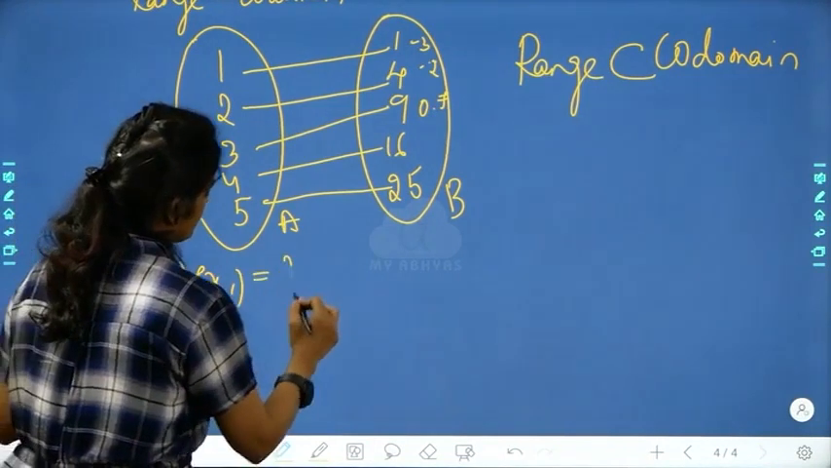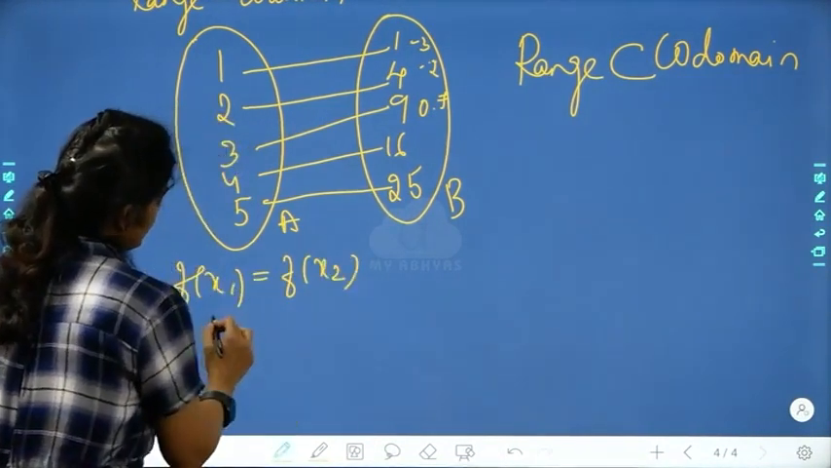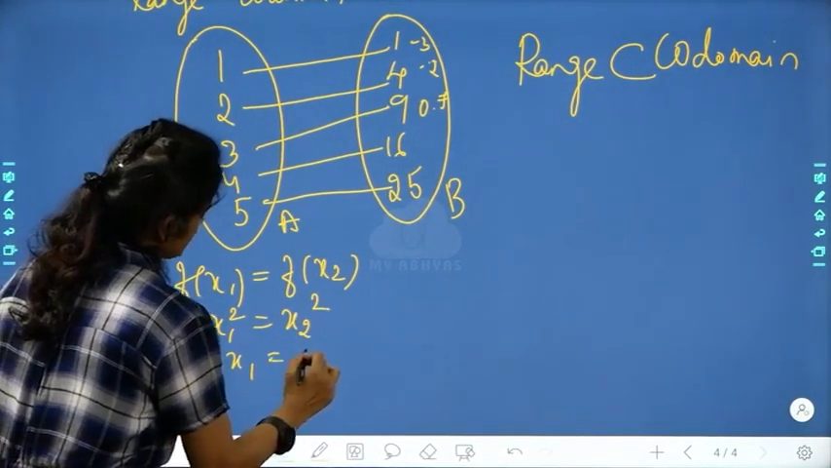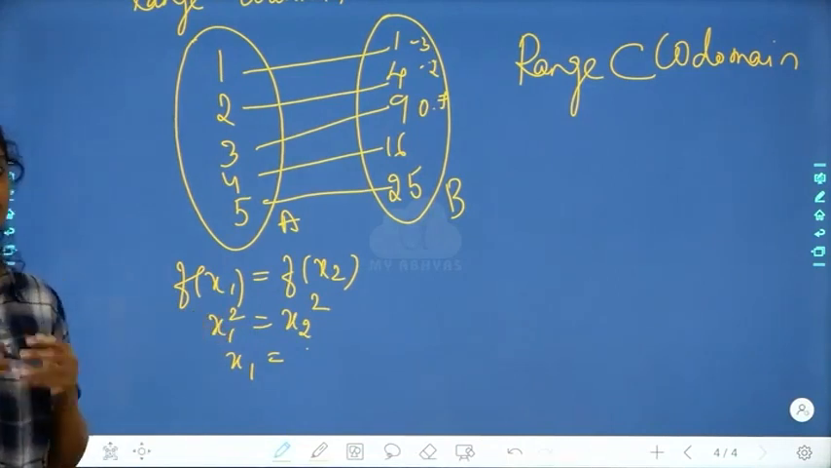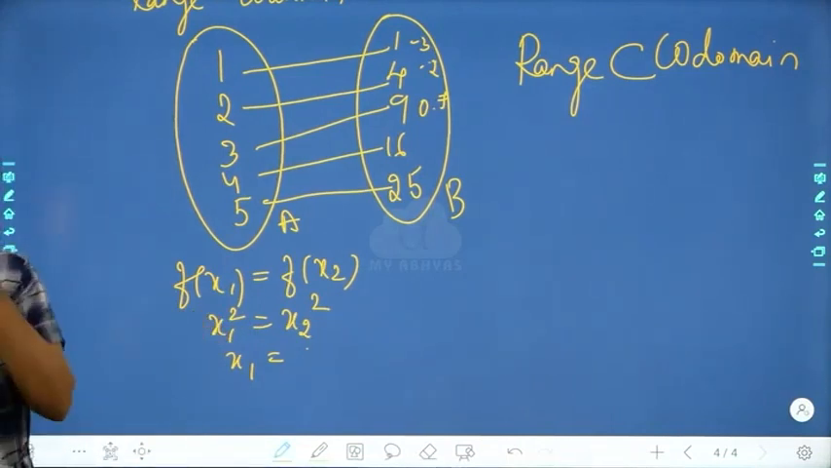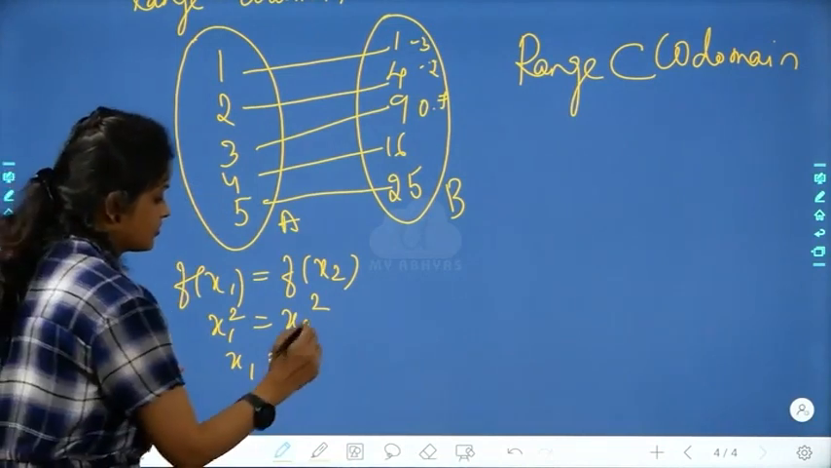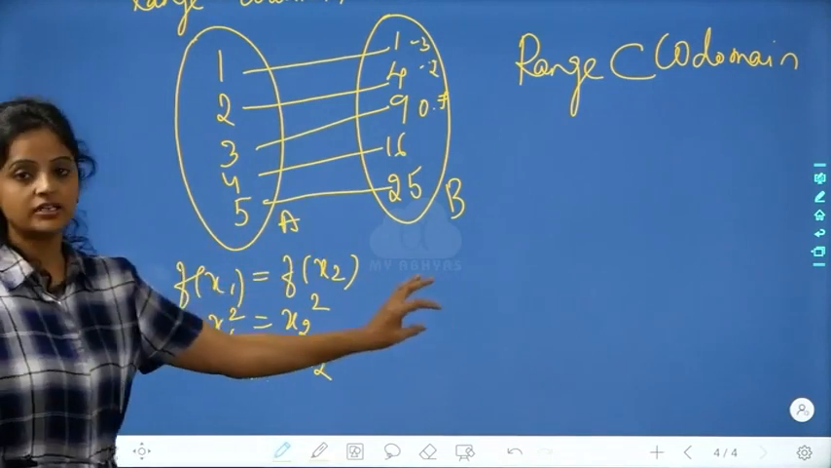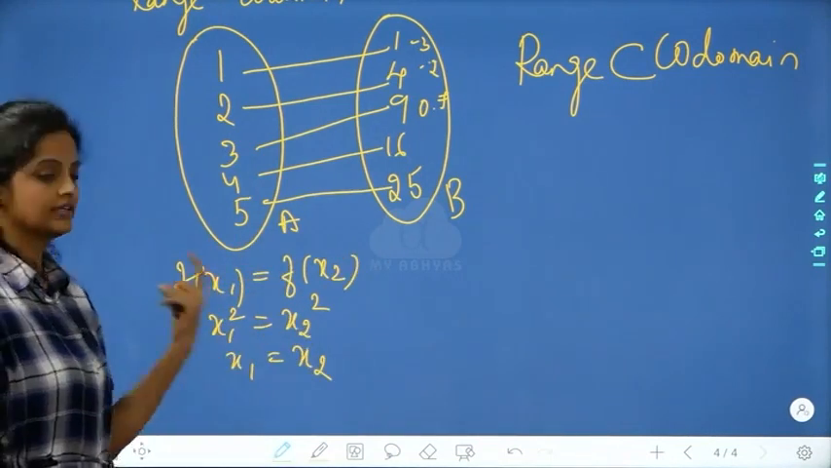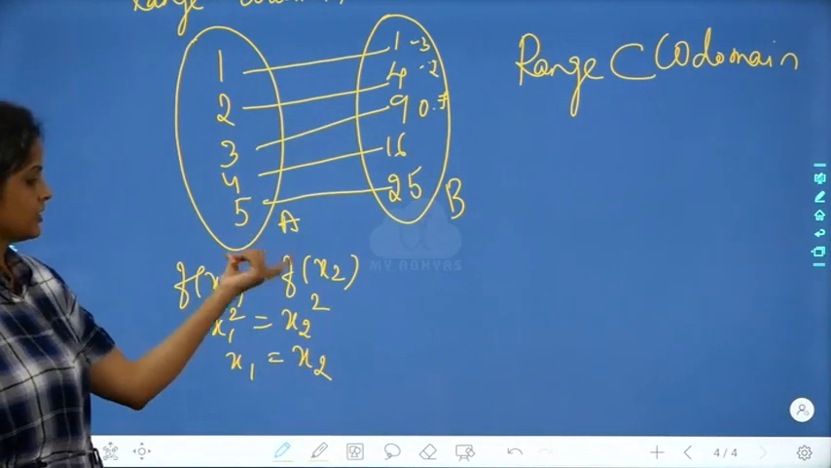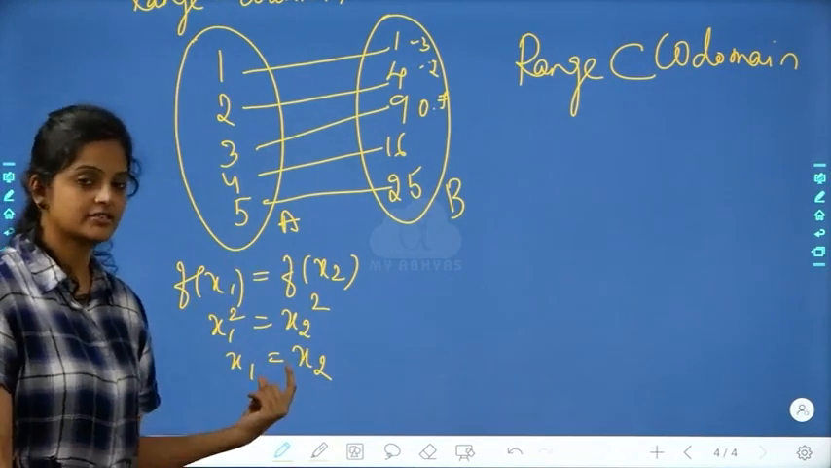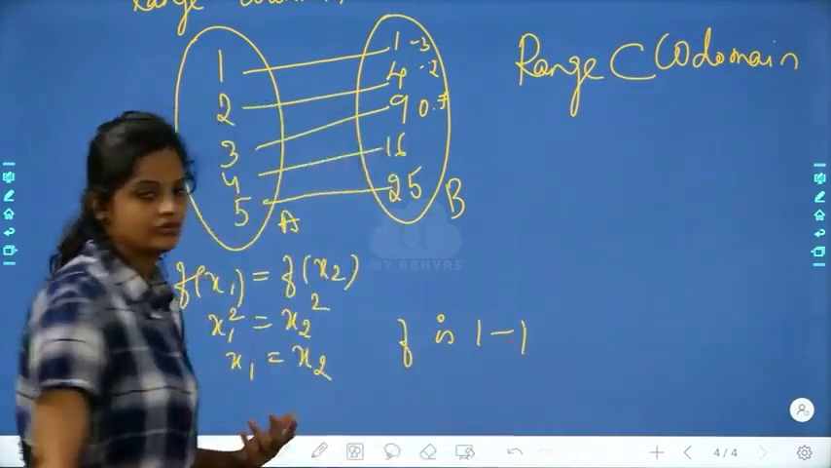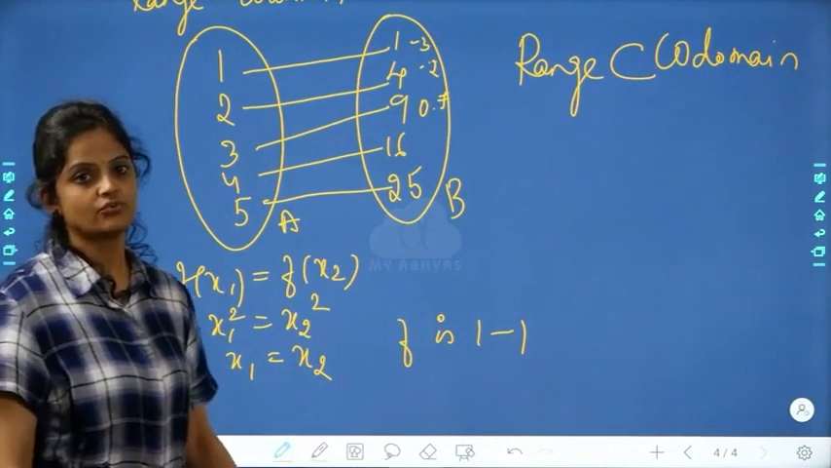f of x1 is equal to f of x2. x1 square is equal to x2 square. x1 is equal to x2, only plus will come. Plus or minus will not come here because we are dealing with natural numbers this side. So here we will get only x2. Okay, perfect. So you have taken images equal, then we are telling the elements are equal. When you have images equal, when you are getting elements are same, then we can tell f is a one-one function.